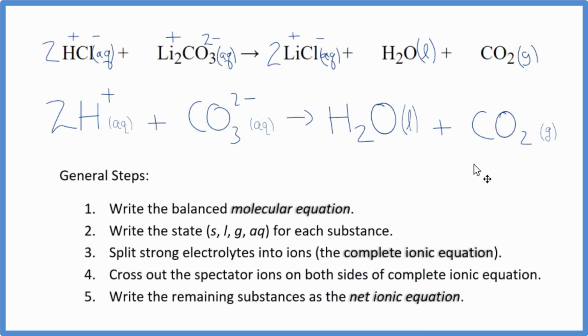So this is the balanced net ionic equation for hydrochloric acid plus lithium carbonate. You note that charge is balanced. I have 2 times the 1 plus, that's 2 plus, and I have a 2 minus. Add those up, net charge of 0. Over here, everything's neutral, net charge of 0. The atoms, they're balanced as well.